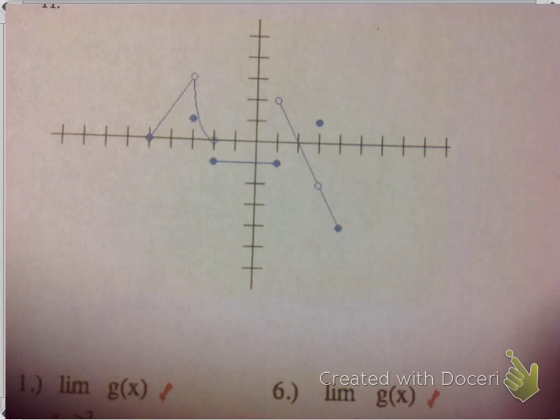And finally, number 10 was the limit as x approaches -2 from the right side. So here's -2, and as I approach from the right side, I'm -1. That finishes the graph.